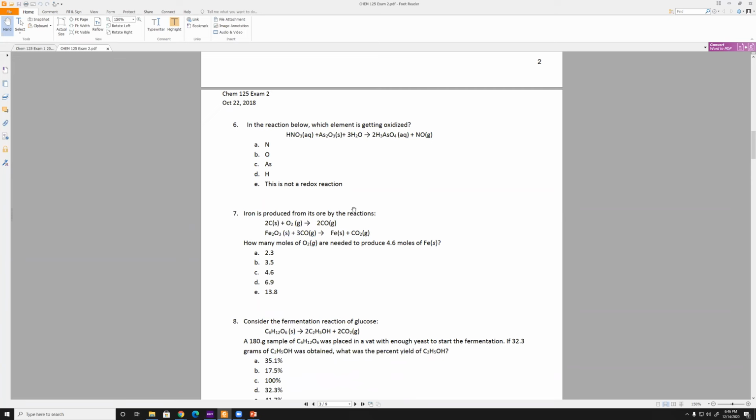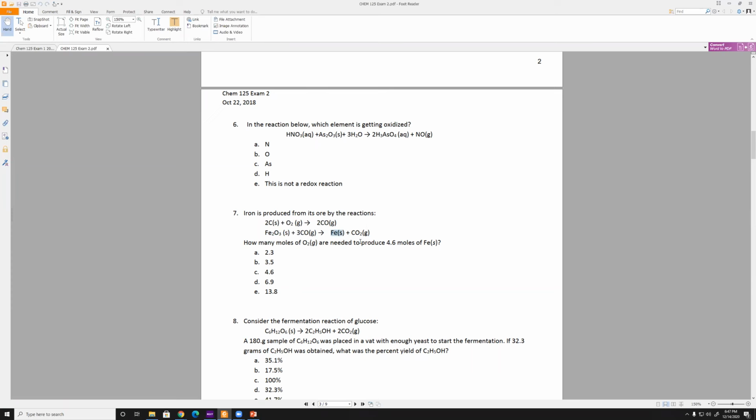All right, so iron is produced from its ore in the reaction. How many moles of O2 are needed to produce 4.6 moles of Fe? So this is our first taste of stoichiometry. It's very important. Stoichiometry is hugely important for most chapters, as we saw. All right, so O2 to create Fe. Now let's follow O2. So 1 mole of O2 reacts to make 2 moles of this. 3 moles of that reacts with iron oxide to make 1 mole of Fe.